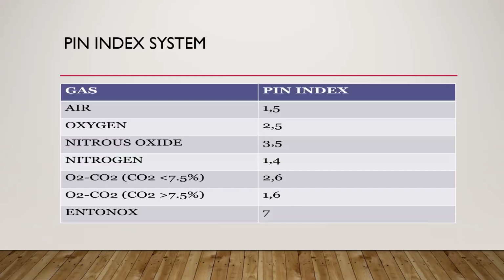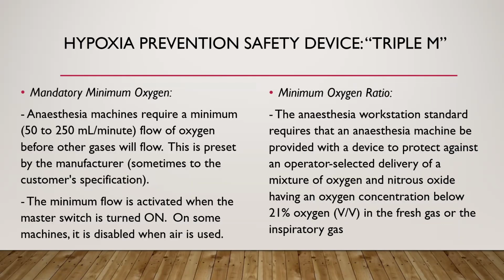Safety feature: we're talking about pin index, and each of the gases has its own pin index. Now, the anti-hypoxic device, what we call the hypoxia prevention safety device, the triple M. Please don't forget this. This is a common question you could be asked. We have the mandatory minimum oxygen. The anesthesia machine can only come on if we have 50 to 250 mL per minute flow of oxygen. Until that mandatory minimum oxygen flow rate has been achieved, no other gases will flow through the system.